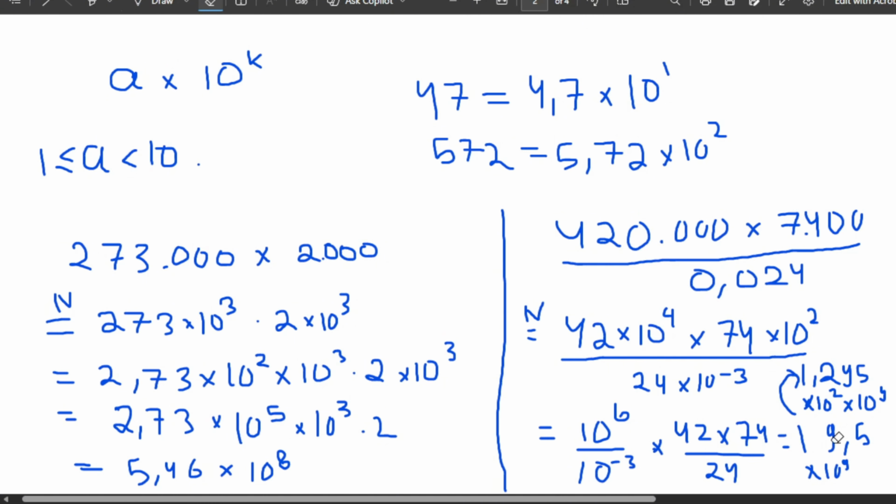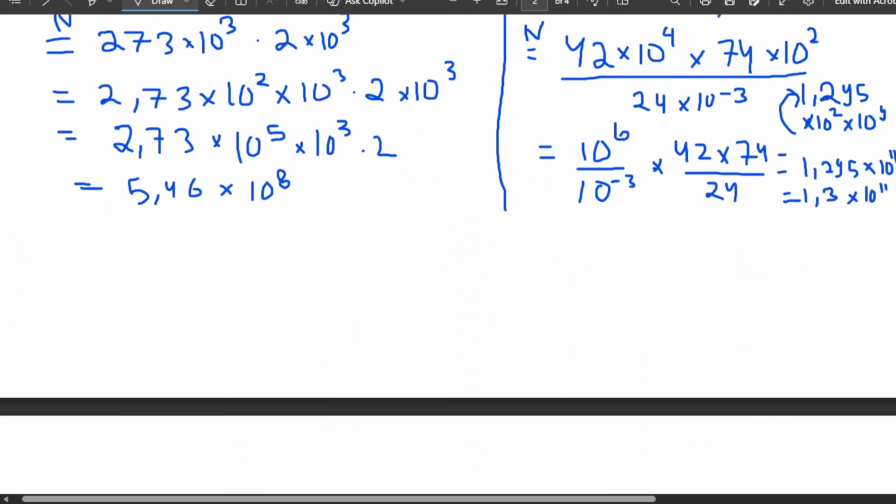Hence what we get here would be 10 to the power of 11, right? So 1.295 times 10 to the power of 11. We can round this off to 1.3 times 10 to the power of 11. Okay, that's for the scientific notation.